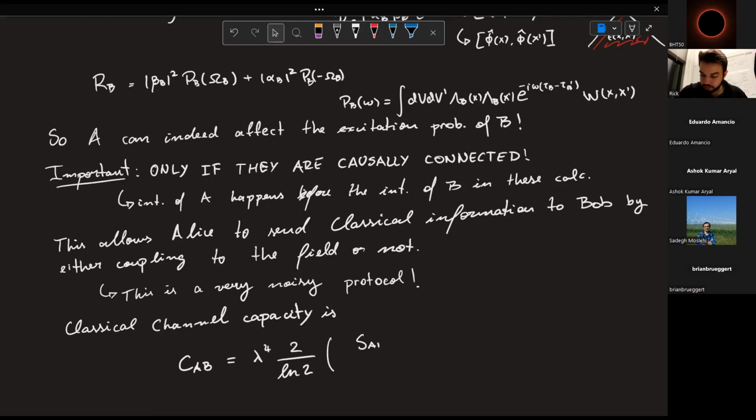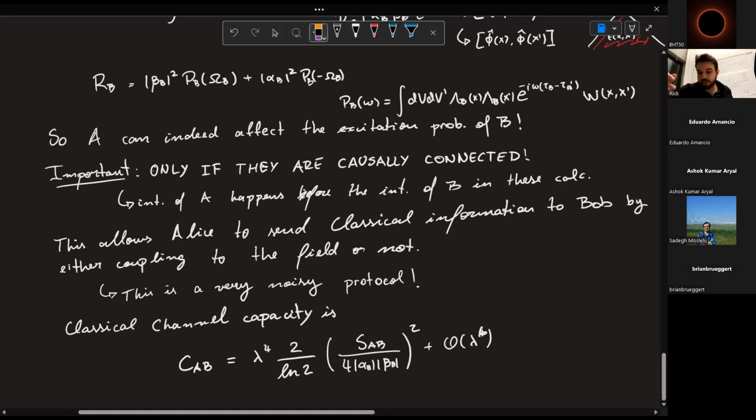The SAB divided by 4 absolute value of alpha B, absolute value of beta B, squared plus order lambda to the 6. And if you're scared about the fact that we're dividing by the alpha B, beta B here, remember that these are also in the definition of S. So basically, this is not going to diverge or anything.